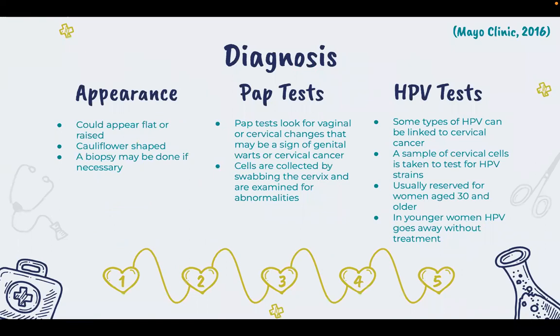Genital warts are diagnosed through appearance, Pap tests, and HPV tests. They will appear flat or raised and may resemble a cauliflower shape when there are multiple warts. A biopsy may be done to test for the virus.